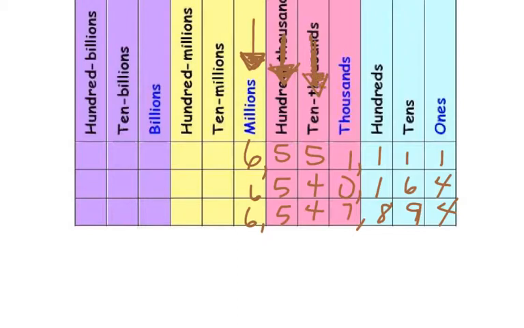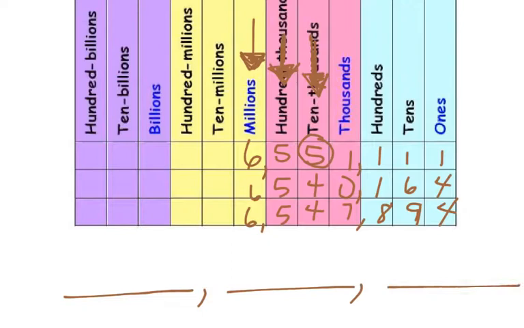Okay? And I look, and I have a 5 in the top number, and then 4s in the bottom numbers. So that tells me that 6,551,111 is going to be the largest. Remember, I'm ordering from least to greatest. So I can already write my 6,551,111 as the largest number.